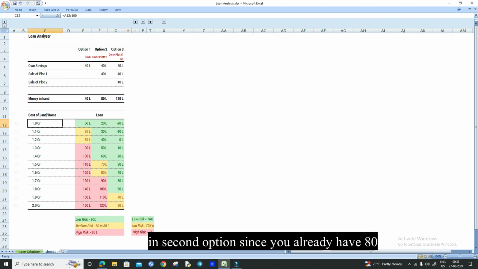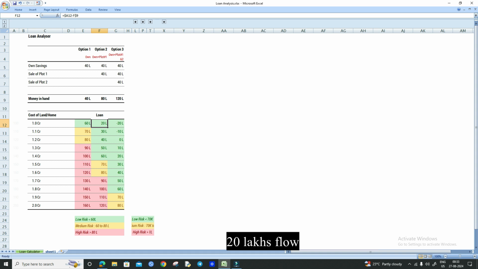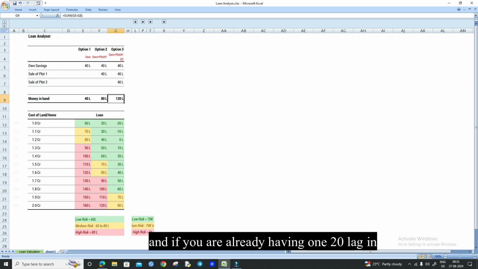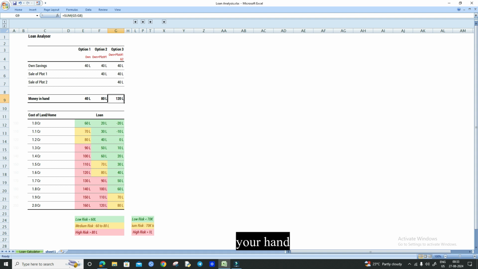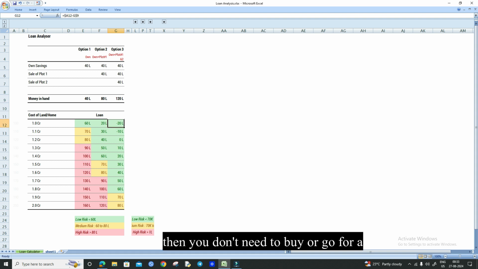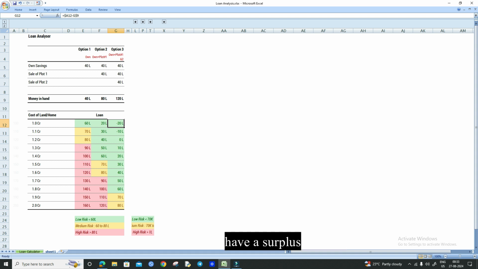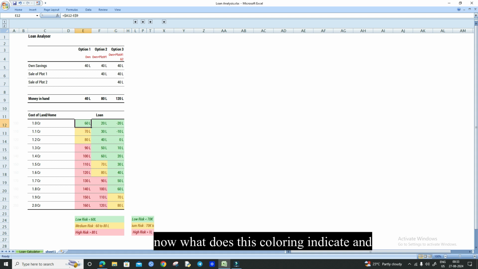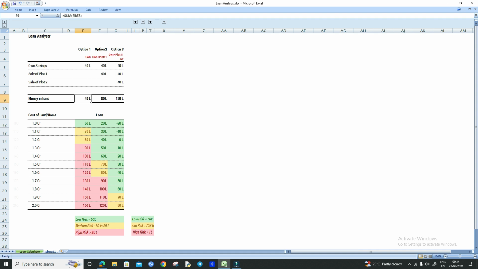In the second option, since you already have 80 lakh, all you need to do is take 20 lakh of loan. And if you already have 120 lakh in your hand, then you don't need to go for a loan. So negative 20 lakh means you already have a surplus. Now, what does this coloring indicate? The formula is basically depending on the cost of the land or the home minus the amount which you already have.